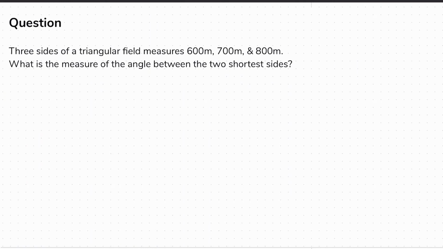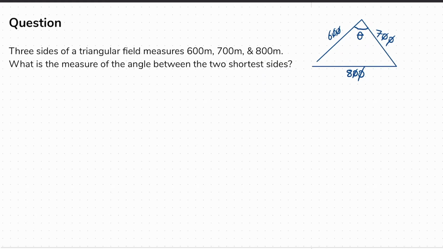The first thing we need to do in this next question is draw a diagram. So I don't know what this triangle looks like, but it's going to look something like this, where the two shorter sides look kind of like this here, right? They look a little bit shorter, and this is my longer side here. What is the measure of the angle between the two shorter sides? So this here.